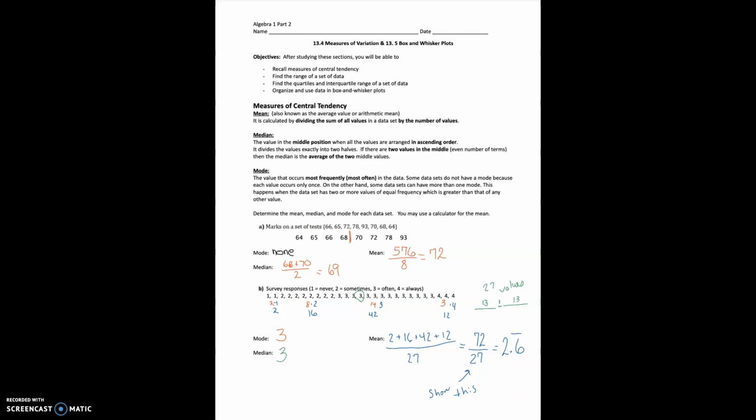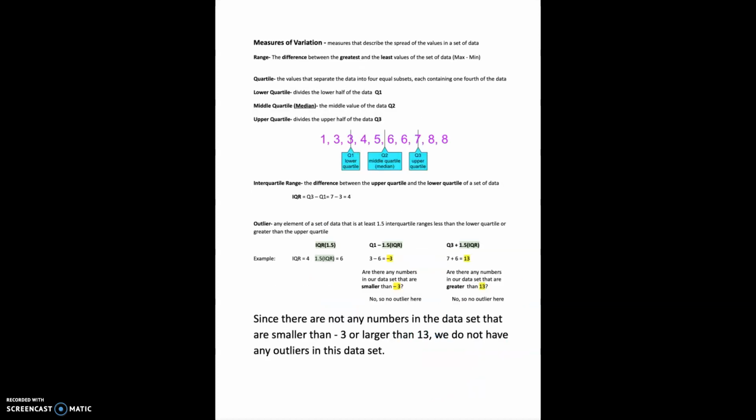So again, those are the measures of central tendency, mean, median, mode. So now we're talking about measures of variation. And variation, see the word varies in it? So we're looking how this data varies, how the spread is. So we have different measures of variation.